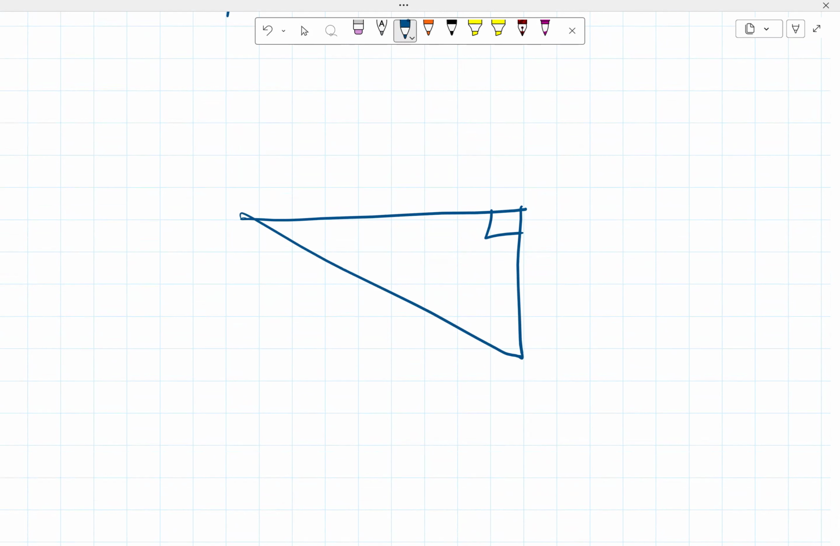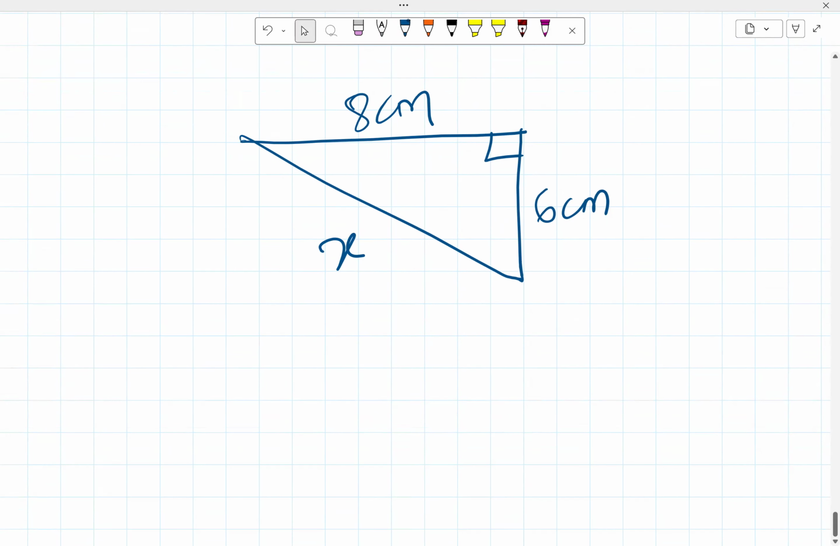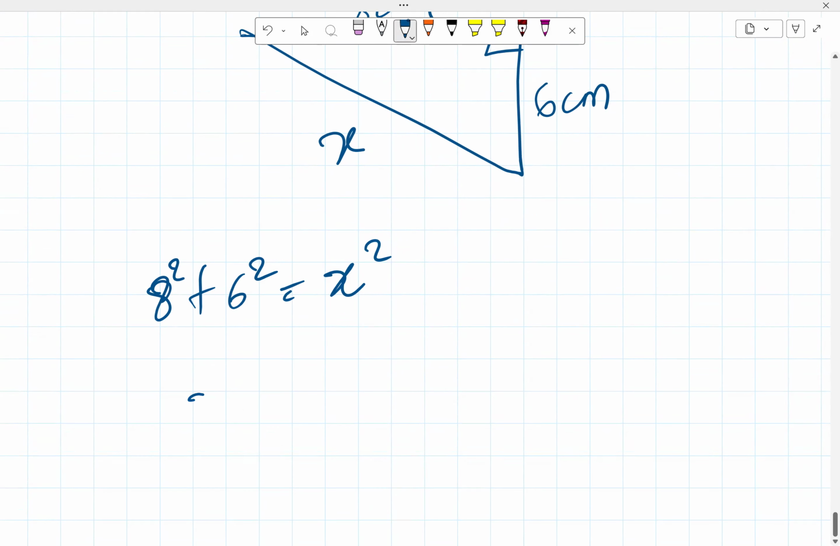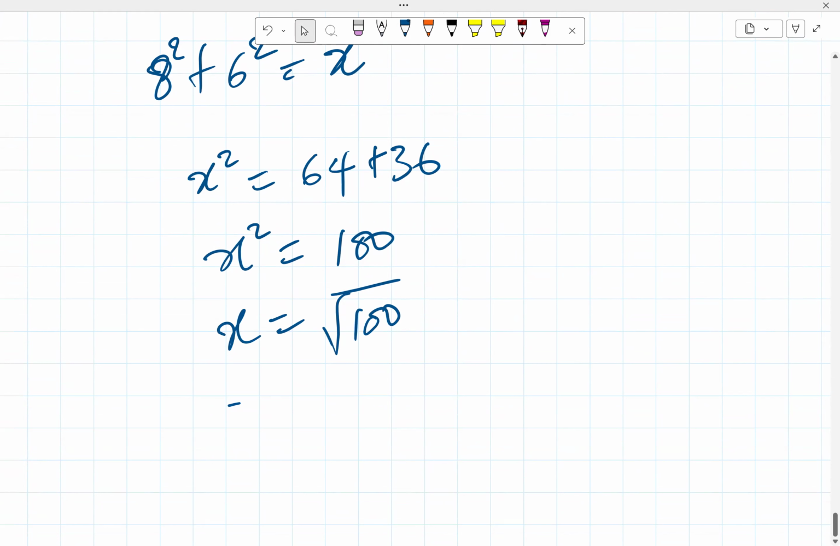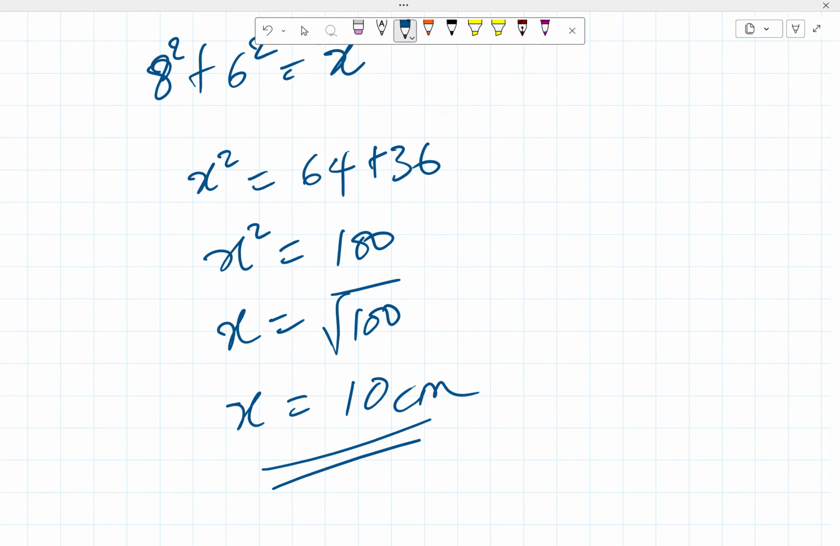So imagine that this is 6 centimeters, this is 8 centimeters, and we now need to look for x. We know that x, of course, is the hypotenuse. So we know that 8 squared plus 6 squared is equal to x squared, right? That means that x squared is equal to 64 plus 36, and x squared is equal to 100. That means that x is the square root of, normally you should have plus or minus square root of 100, but we are talking about length, so it has to be positive. So we forget the minus side and we have 10 centimeters. So x is 10 centimeters.